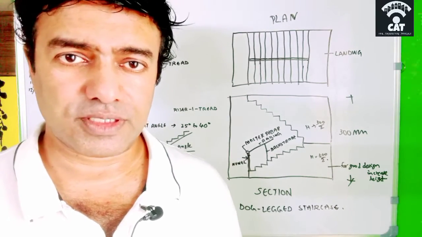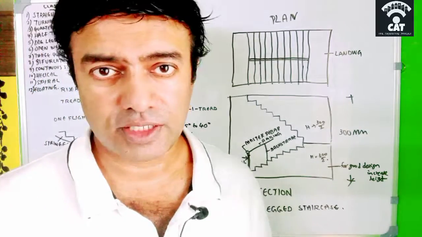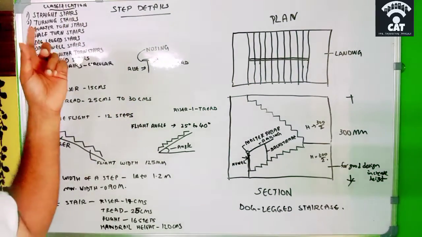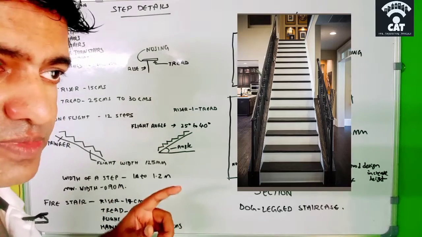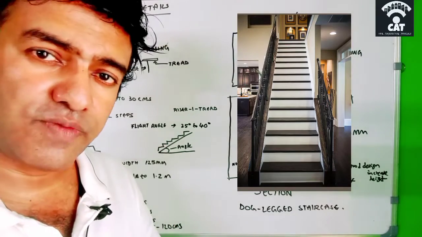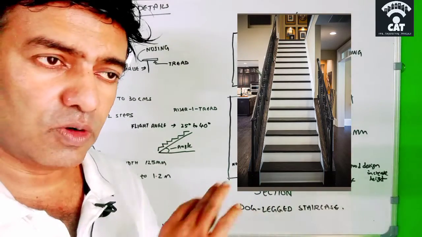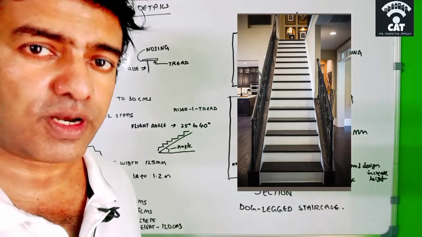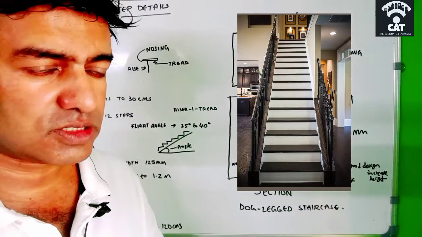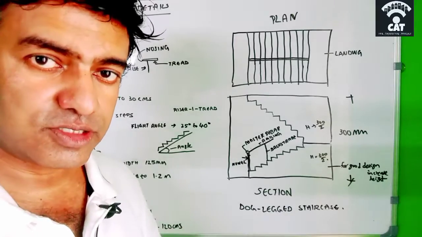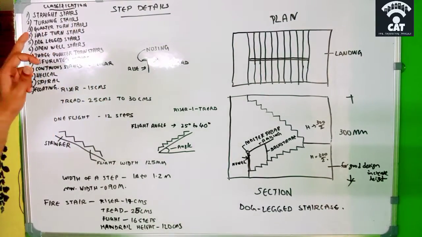There are so many classifications of steps. The first classification is straight steps, where the stair will not go into any other rotation or bifurcation. It will just go from down to the top in a straight way. That is straight stairs. Second is turning stairs.